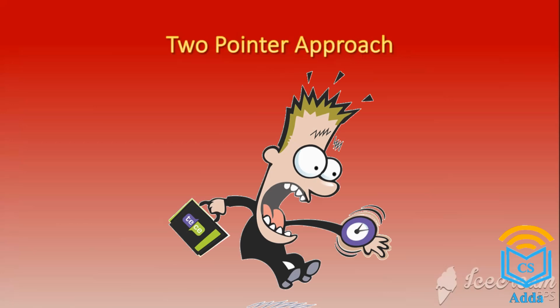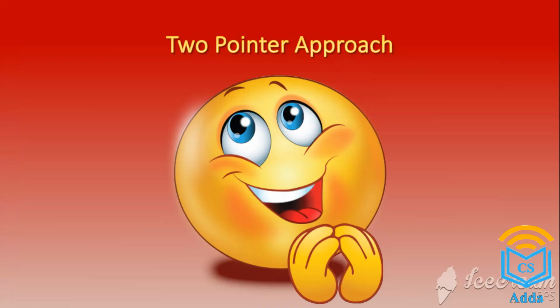Okay, we have seen that the time complexity of the previous algorithm was big O of n square, which is quite high, right? So now we have to check whether we can reduce this time complexity or not. Yes, we can. So let's look at the next method.